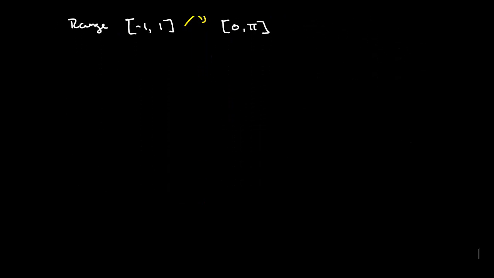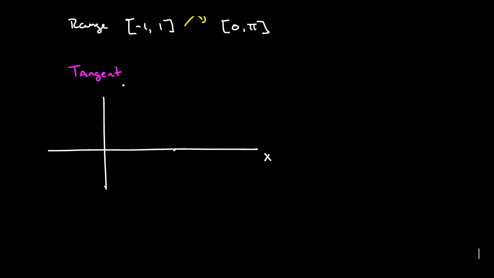Now tangent's a little bit different, so let's do tangent here. In purple, and here's why tangent's different. Tangent, well, let me graph it out for you first, and then I'll explain why. Okay, so the tangent function. So we're going to go with y is equal to tangent of x.